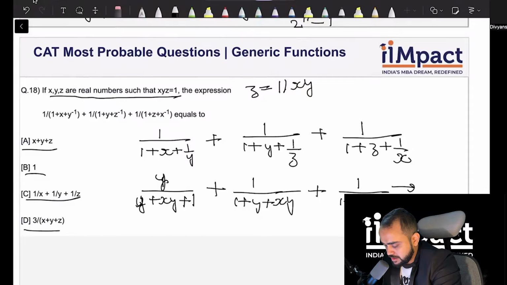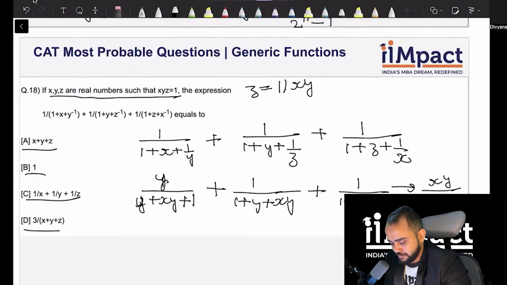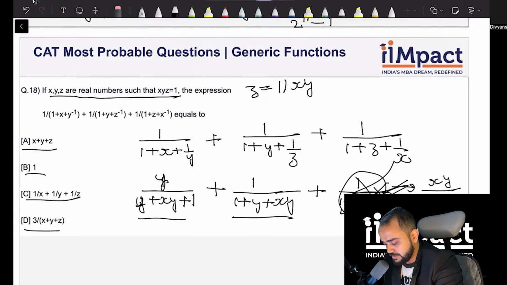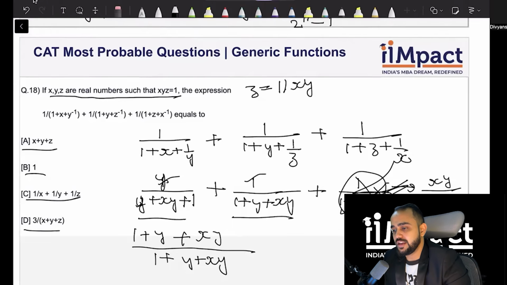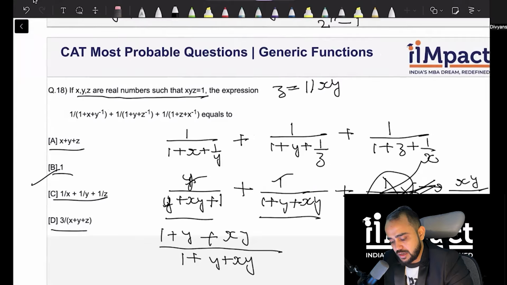This thing will become xy plus 1 plus y, and xy will go on the top. So now, if I remove this, you will get that the denominators are the same for each. That is 1 plus y plus xy. The numerators are y plus 1 plus xy. So the numerator and denominator are the same, so this value will turn out to be a constant number 1.